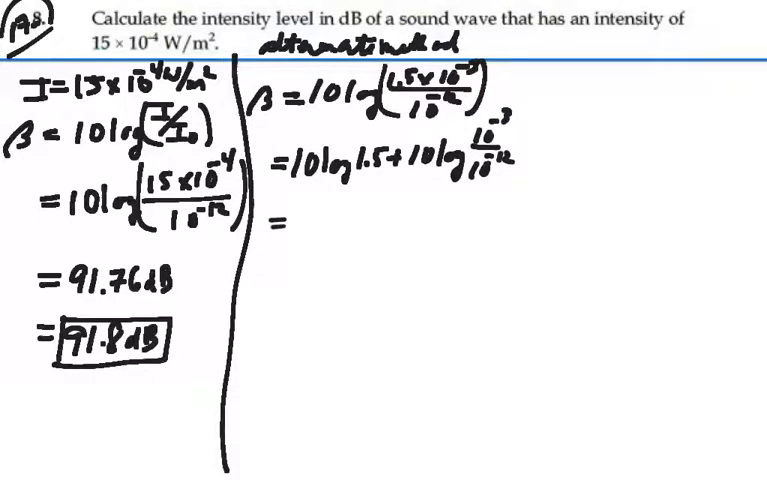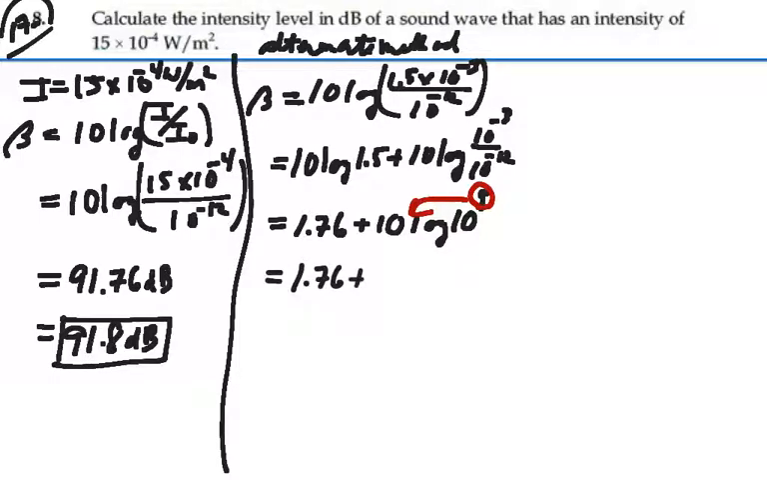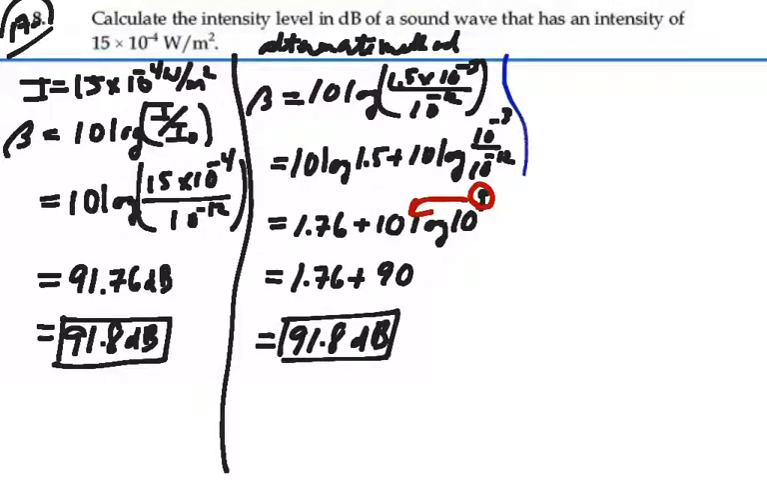10 log 1.5 is 1.76 plus 10 times the log of 10 to the 9. I can decrement the 9, bring that down in front, and then the log of 10 is 1. So this actually equals 1.76 plus 9 times 10, 90, or 91.8 decibels. Not necessarily a shortcut, just a different way of analyzing it in case your calculator has problems.